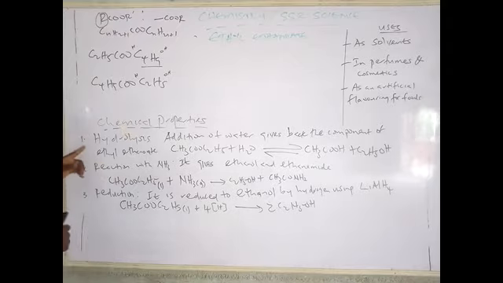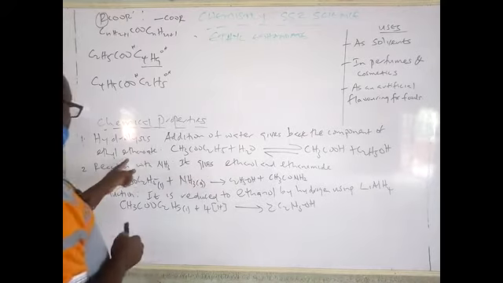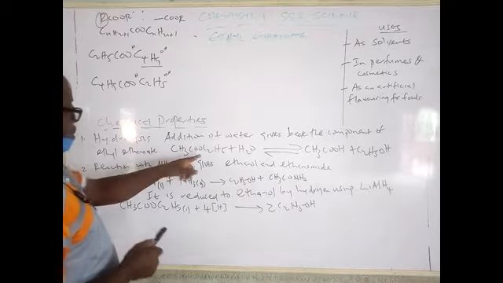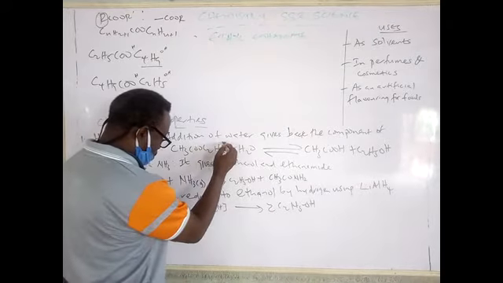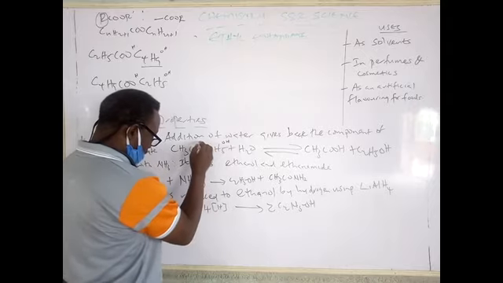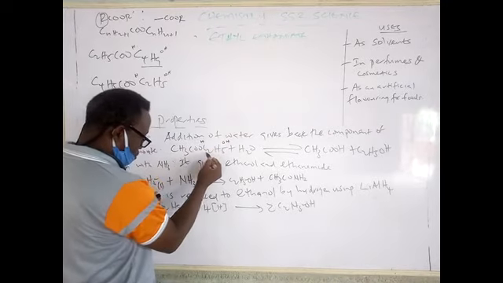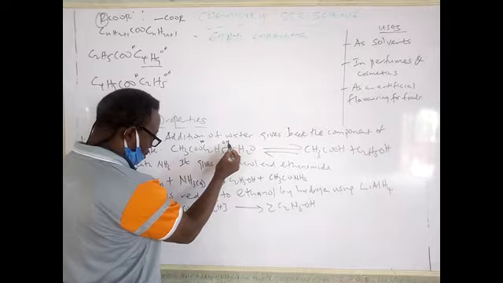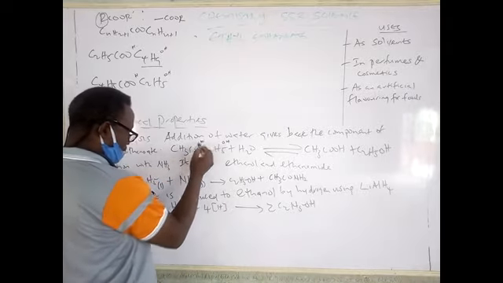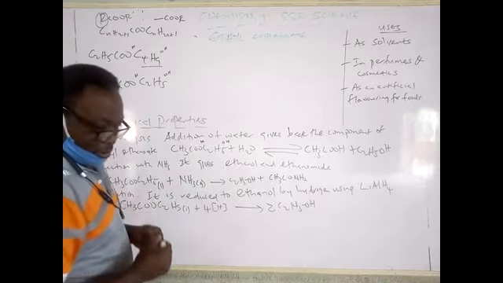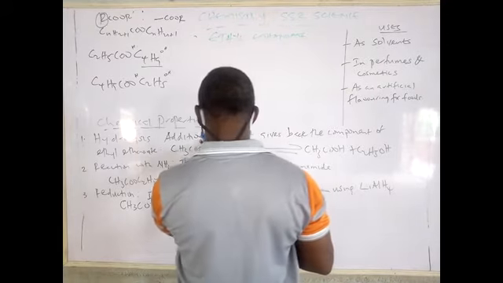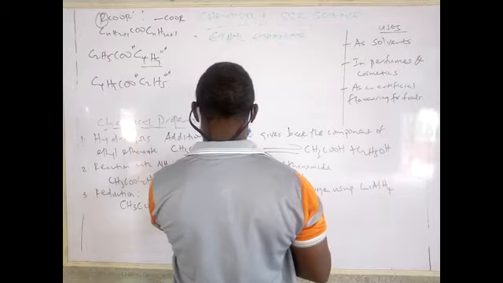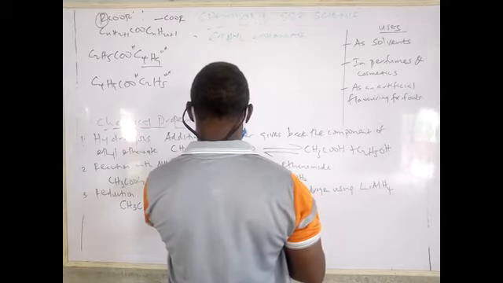Hydrolysis. Addition of water gives back the component elements. So for ethyl ethanoate, which has been said earlier, I could just assume the OH is here and the H is here. So the component elements will be ethanol and ethanoic acid. So that's just an idea. Number 2, reaction with ammonia.